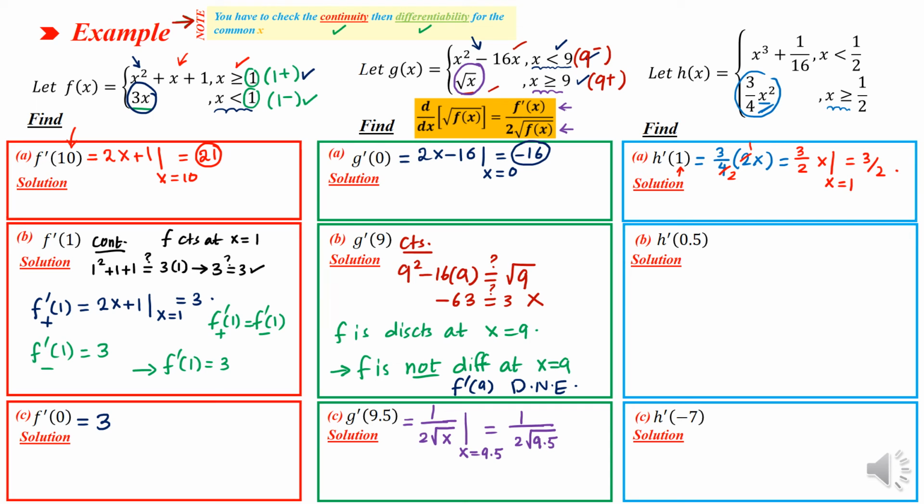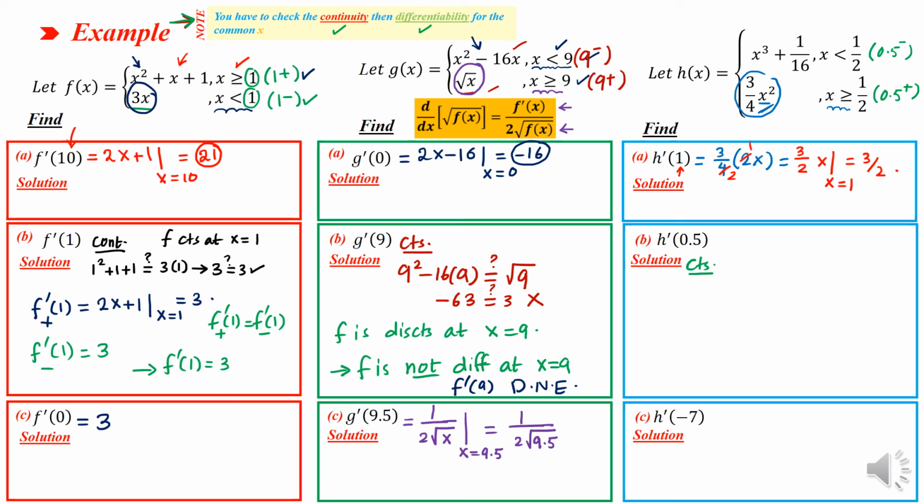Now the second question is the derivative of h when x equals 0.5. 0.5 is half, so x less than 1 over 2 means 0.5 from the left, and greater than or equal to half means 0.5 from the right. So this is common between the two intervals, so again you have to use this note. Since 0.5 is common between the two intervals, you have to check the continuity firstly, then you have to check the differentiability.